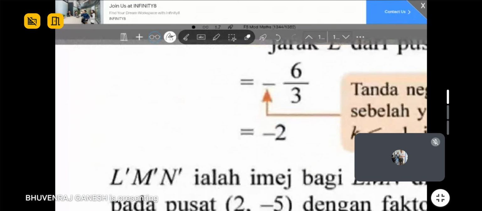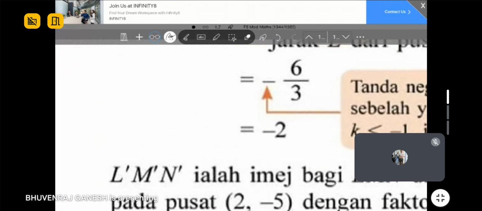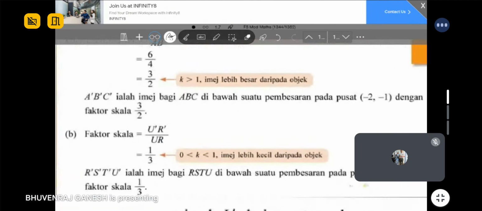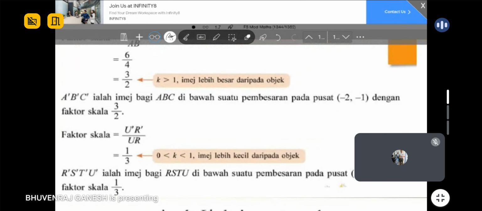Okay. All right. So you will get 1/3. And make sure you state the center. Kena bagi tahu pusat dia. What is the coordinate? Okay.